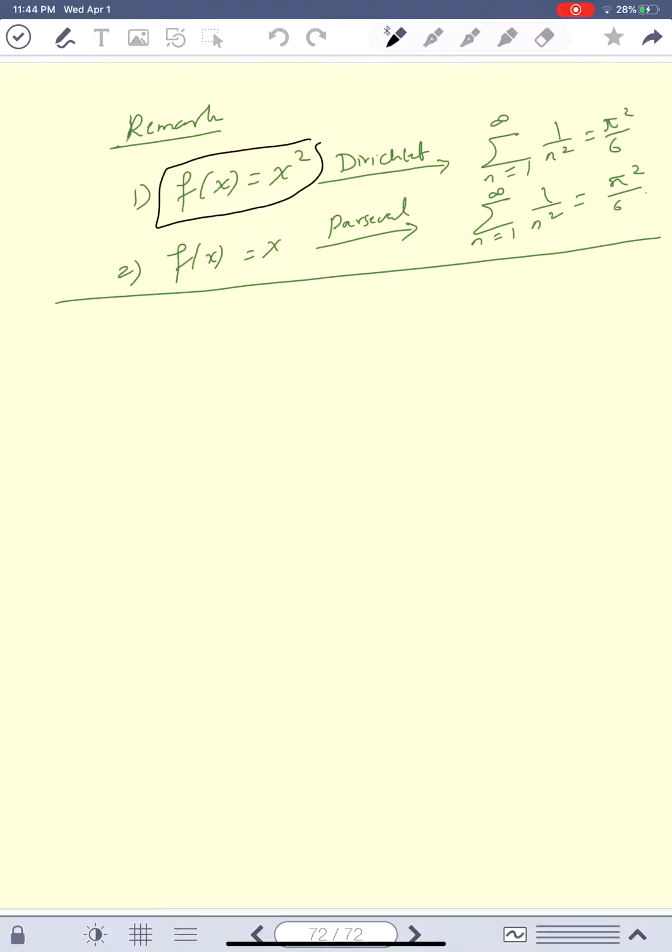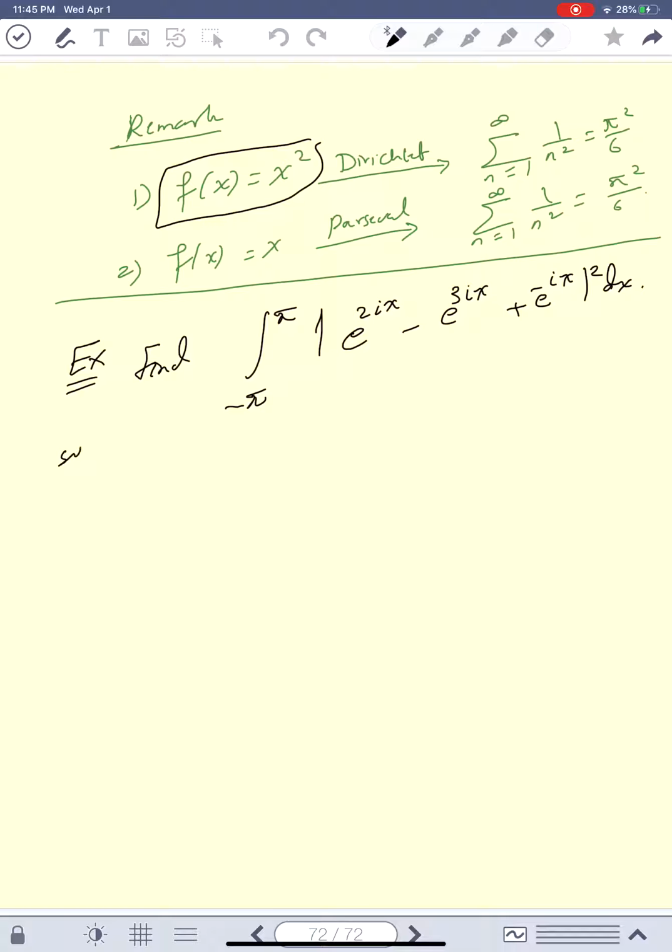So before proceeding to the x squared example and other examples, I think it's good to look at very special and simple cases like, for example, let's find the integral from minus pi to pi of the absolute value of e to the 2ix minus e to the 3ix plus e to the minus ix, squared, dx. Okay, so I want to compute this integral.